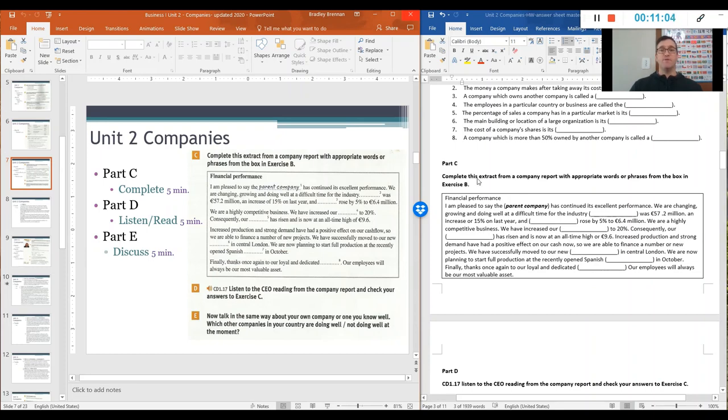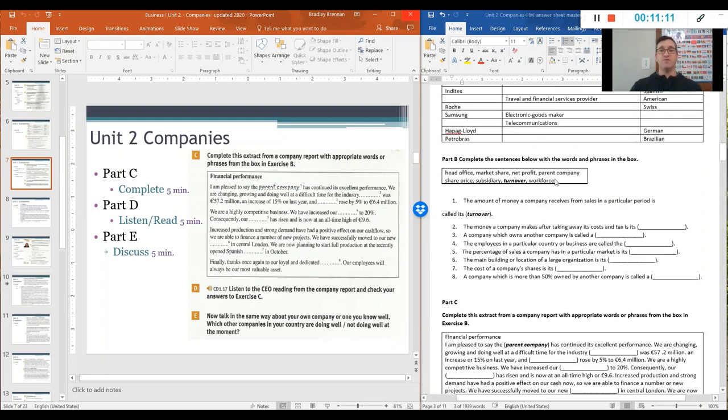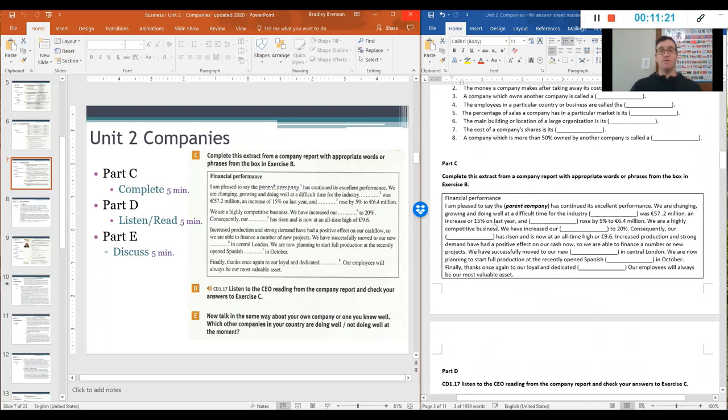Now, part C, complete the extract from a company report with appropriate words or phrases from the boxes in exercise B. So here we have these words that are in exercise B that you did. You're going to use these same words here, to complete the extract from a company report with the appropriate words and phrases from the box in exercise B. So now we're on track 17. We're going to listen to the CEO reading from the company report, and you can check your answers to exercise C.